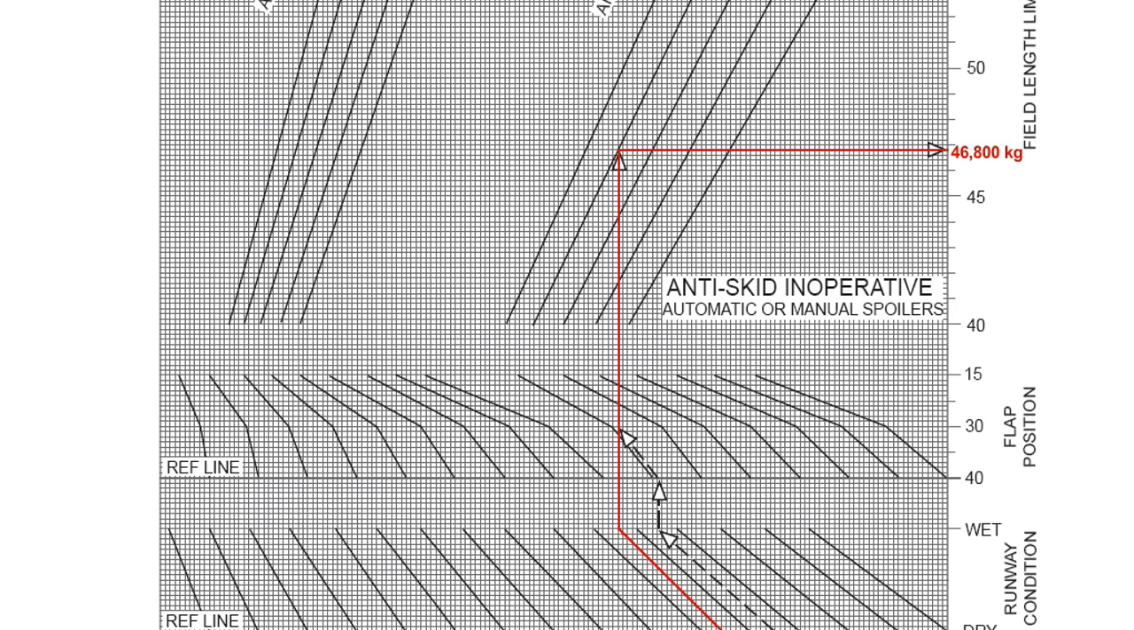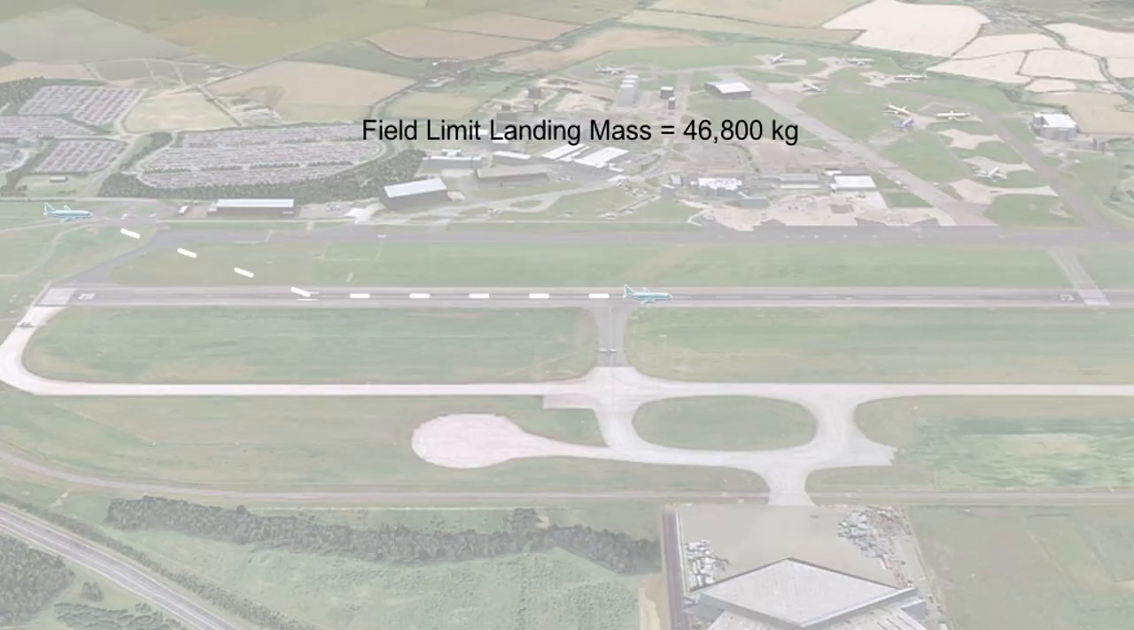Most Class A performance graphs, such as this one, already have all the necessary regulation and wet factors applied. Therefore, in this case, since it is an example graph for a Boeing 737, the landing mass of 46,800 kilograms ensures that the aeroplane will be able to achieve a full stop landing within 60% of the landing distance available. Exceeding this mass will mean that the aeroplane cannot meet the landing distance requirements.